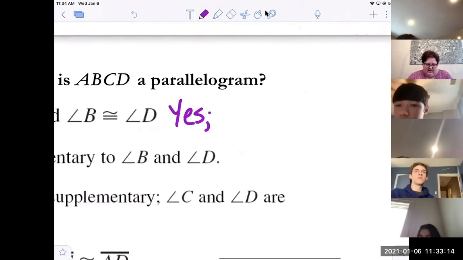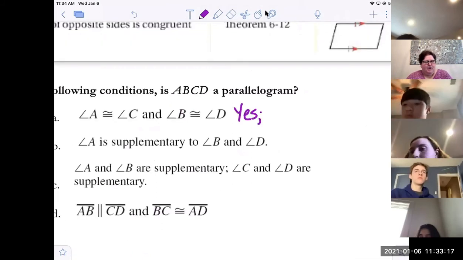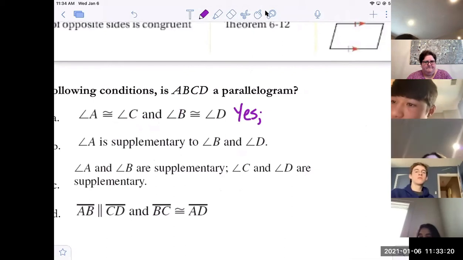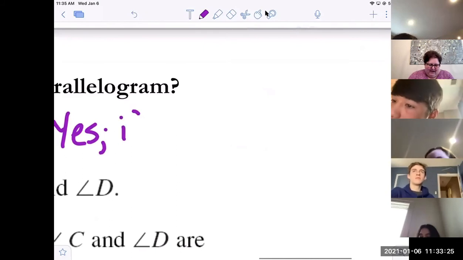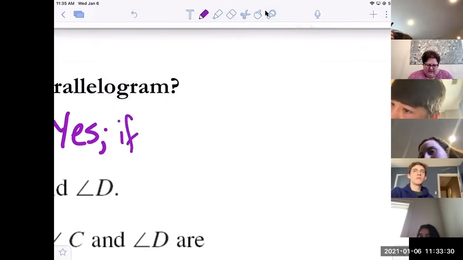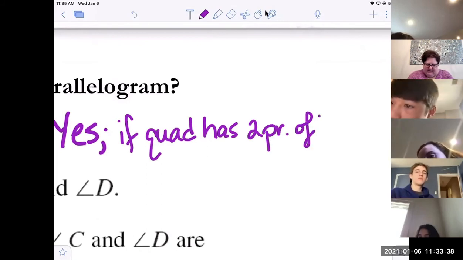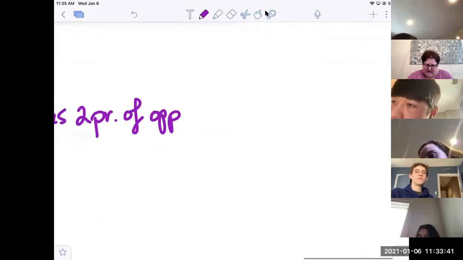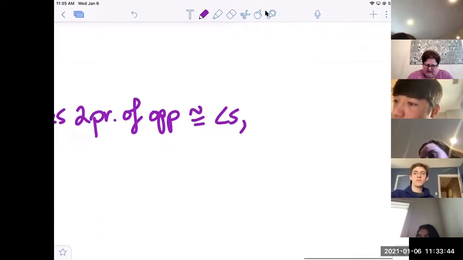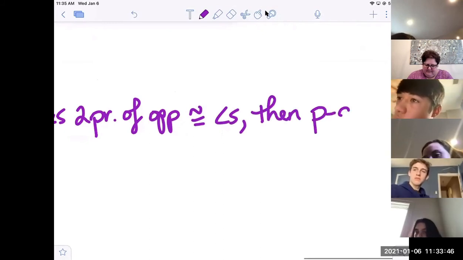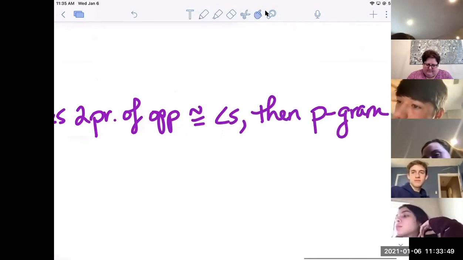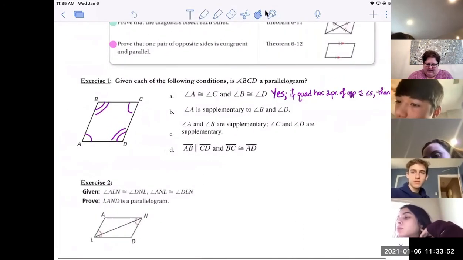It has 2 pairs of opposite congruent sides. You don't mean that. Oh, I mean opposite congruent angles. Sorry. So if a quad has 2 pairs of opposite congruent angles, then it's a parallelogram. Okay, then we're starting over.